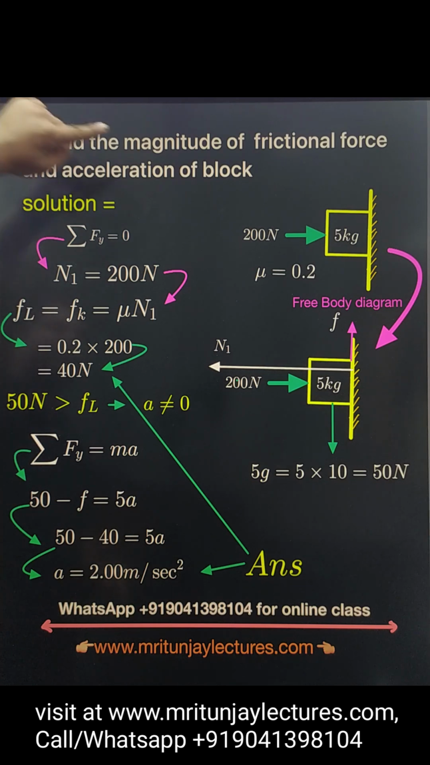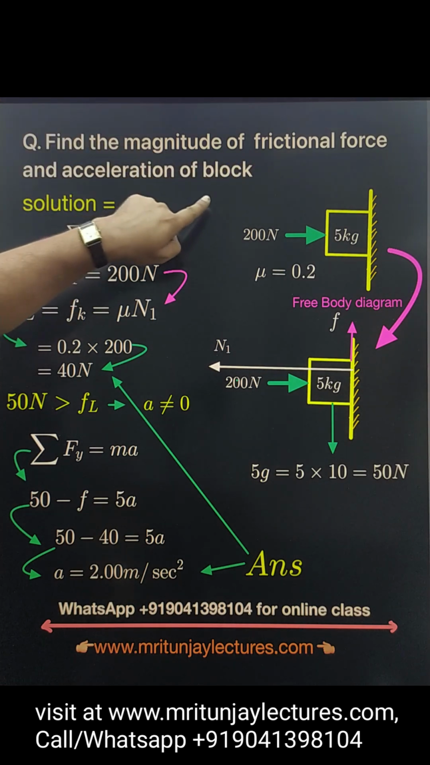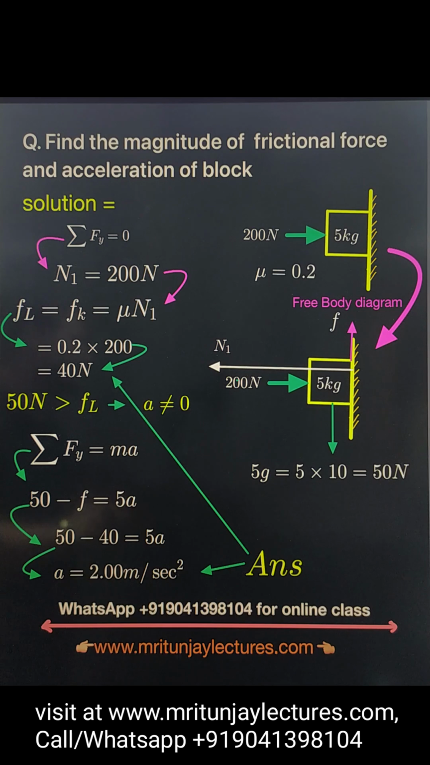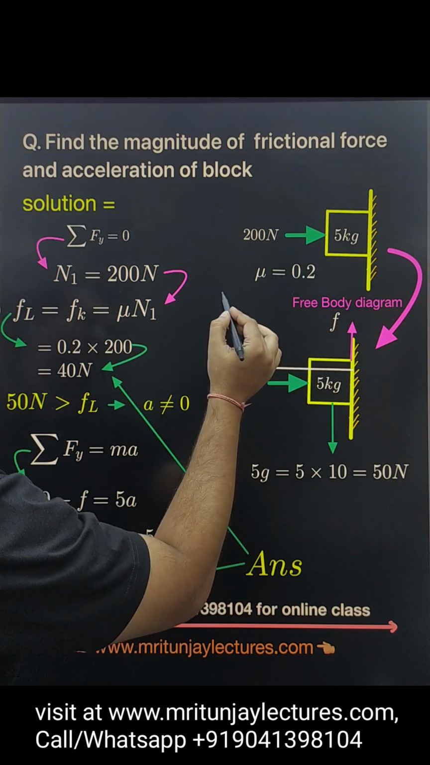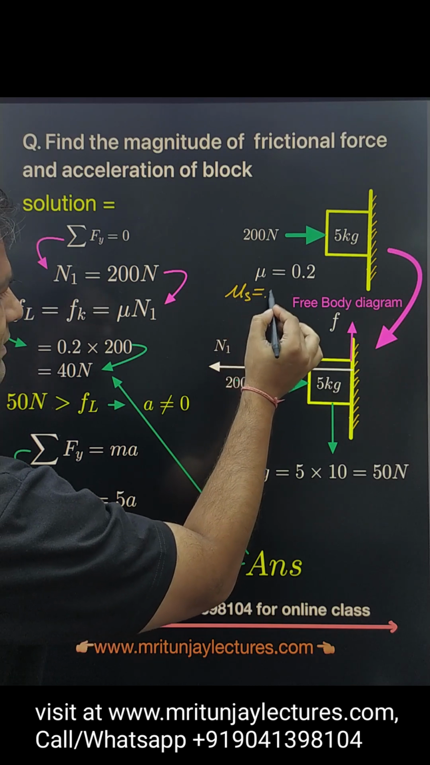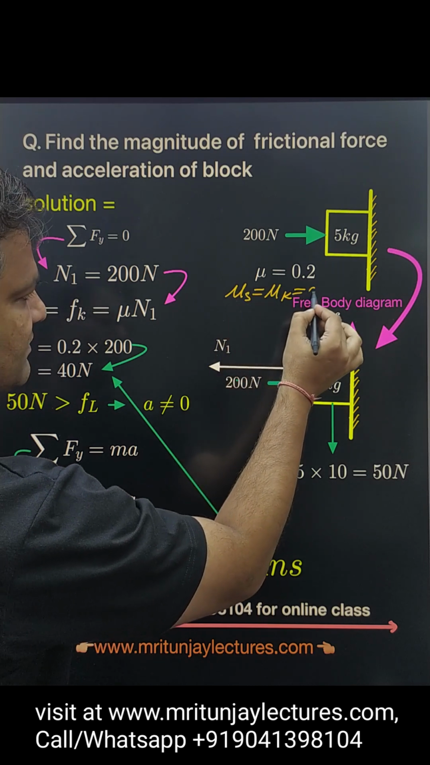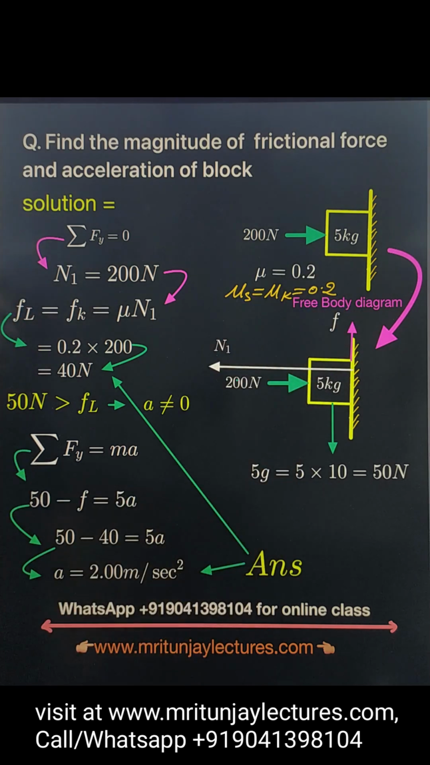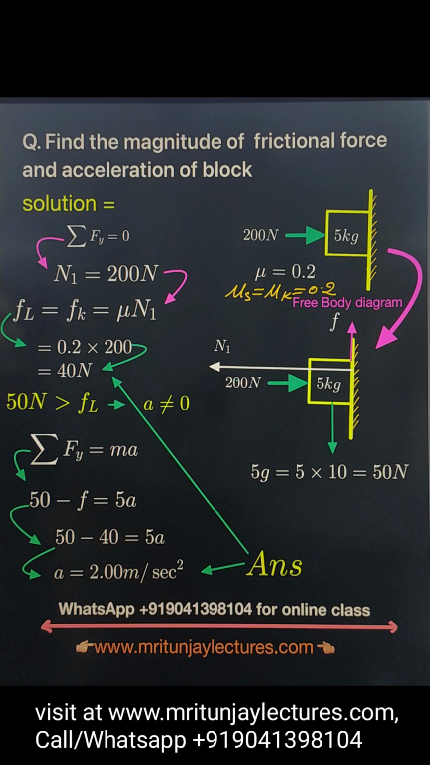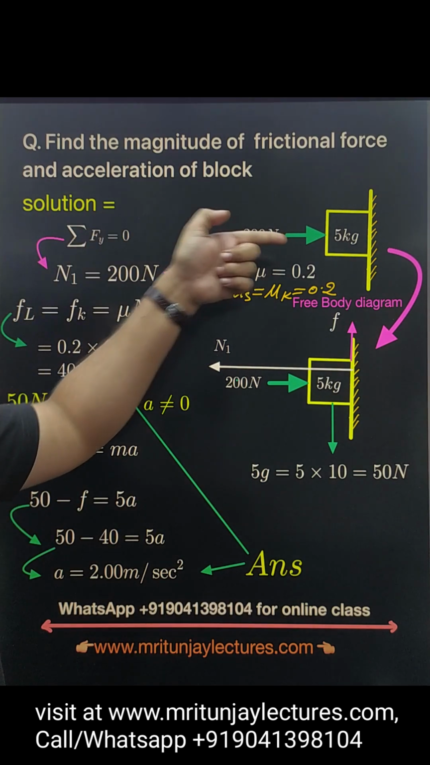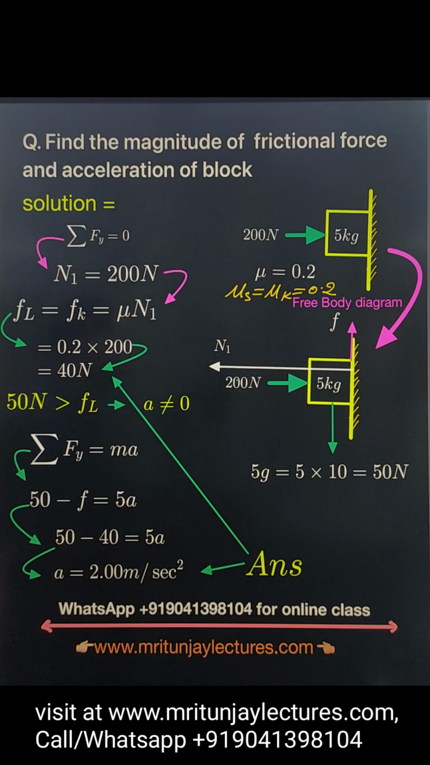Now, question of the day: find the magnitude of frictional force and acceleration of the block. Okay, so how can it be determined? First of all, in the given figure, mu is given. Mu means coefficient of static friction and coefficient of kinetic friction, both values are the same, that is 0.2. And that is a 5 kg block, and here a 200 Newton force acts in the horizontal direction on the block.